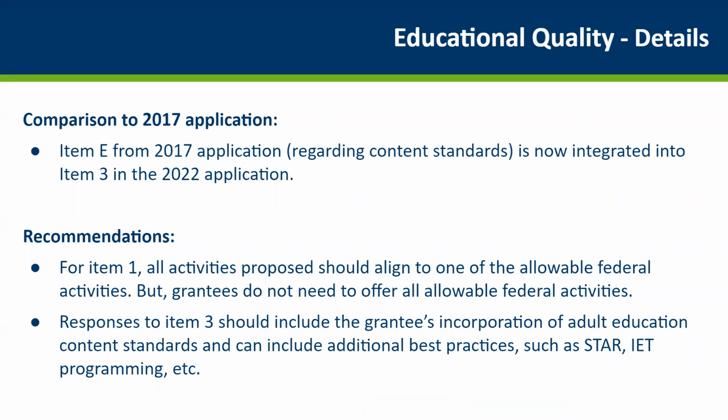We have a question in here from Denise. The categories for secondary school credit and concurrent enrollment were only listed for corrections activities. Does that mean it's not possible to have those activities outside of corrections? What about the adult diploma program?